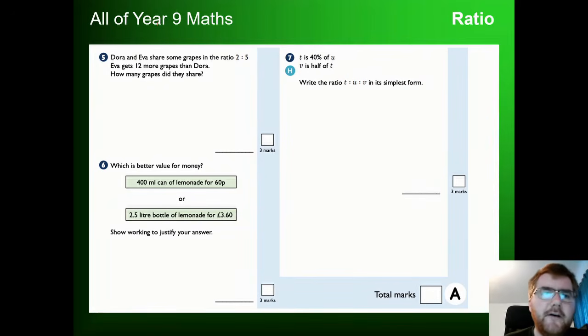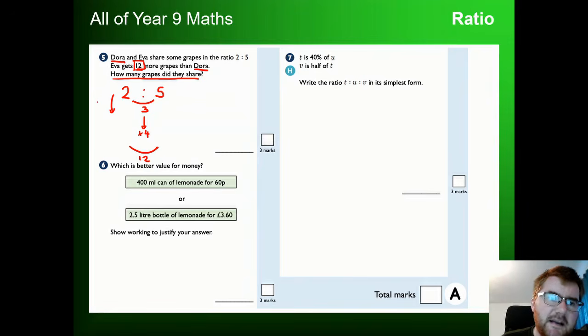On to question 5. Dora and Eva, Dora's back again, share some grapes in the ratio 2 to 5. Eva gets 12 more grapes than Dora, and how many do they share altogether? Well, the way I tend to do this, let's have a look at the ratio 2 to 5. The gap at the moment between those two numbers is 3, but we want the gap to be 12. So what do you multiply 3 by to get to 12? Well, we need to multiply by 4 to get the gap of 12 that we want.